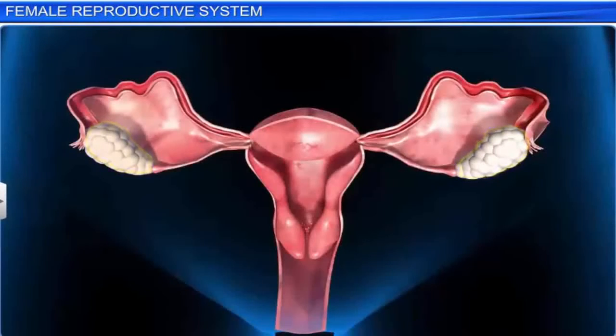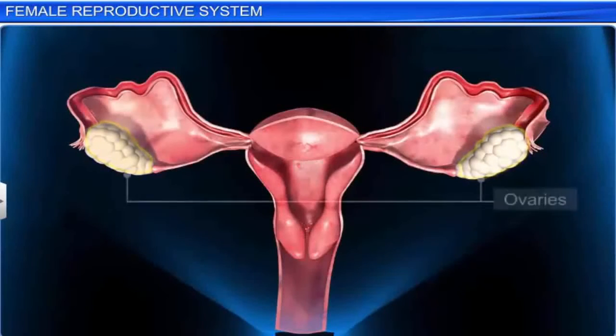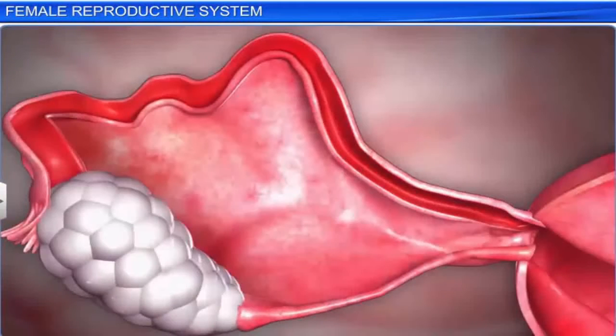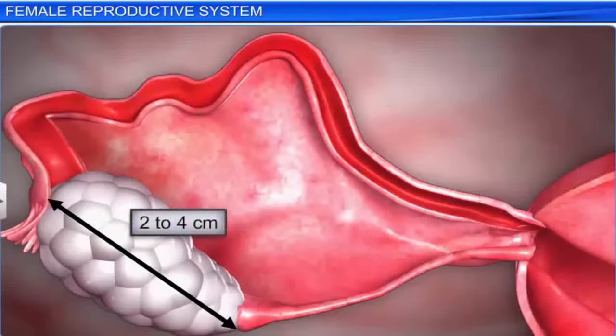The female reproductive system includes a pair of ovaries located one on each side of the lower abdomen. They are the primary sex organs as they produce the ovum or the female gamete. Each ovary is about 2 to 4 centimeters in length. They are connected to the pelvic wall and the uterus by ligaments called mesovarium.